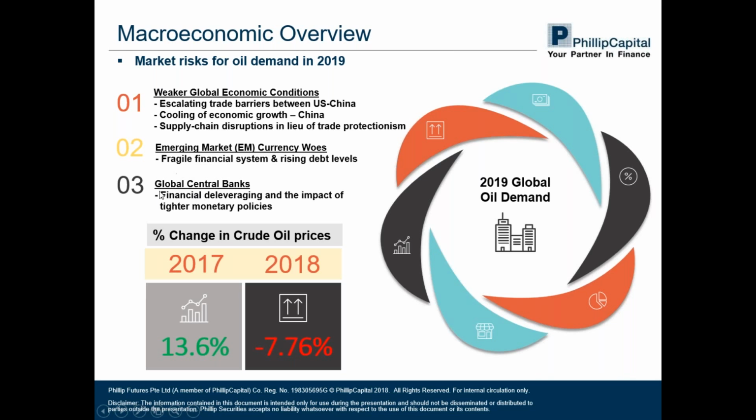Next, global central banks and the effects of tighter monetary policies. We are seeing one in December, and most probably, if we go according to the dot plot, we will see two more in 2019. I wish to see the effects of tighter monetary policies. For the first quarter, we are quite safe because it looks like they will do one more in June. So overall, we are still quite optimistic.